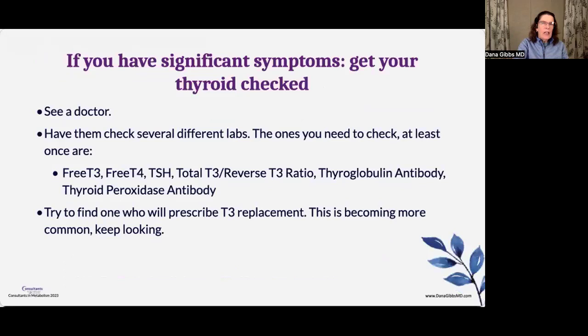And then finally, because the adrenal and the thyroid problems go hand in hand, if you are listening to this and you're not actually my patient already, you need to get your thyroid checked if you have significant symptoms. They will need to check several different labs, and the ones you need to check at least once are here: free T3, free T4, TSH, total T3, and reverse T3 ratio, and then thyroglobulin antibody and thyroid peroxidase antibody.